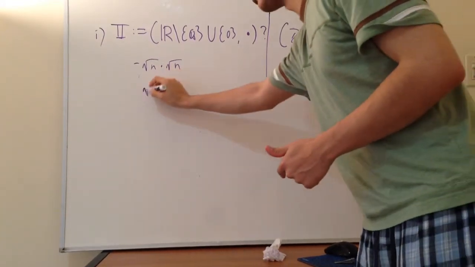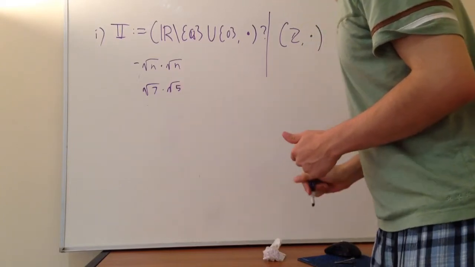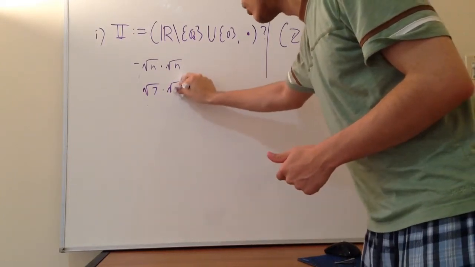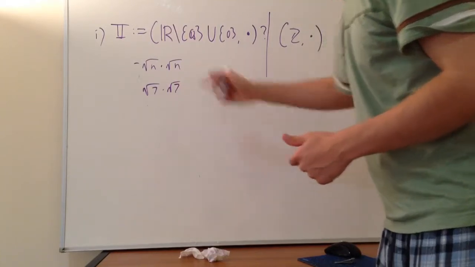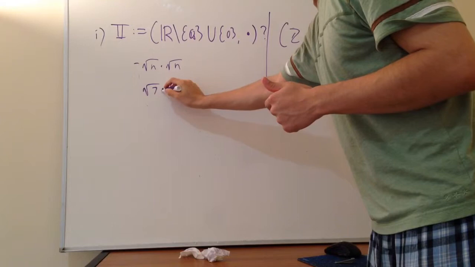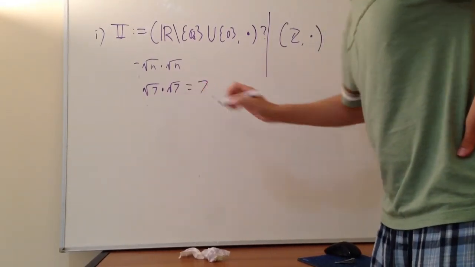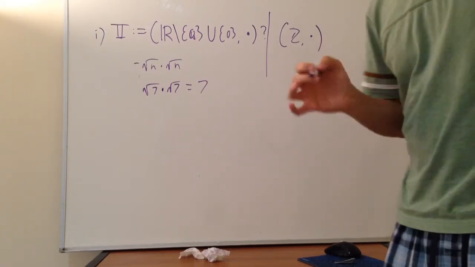So what happens when n is not a perfect square? If we have something like square root of 7 times square root of 5, actually, no, what am I doing? Square root of 7 times square root of 7 has to be the same integer. So what goes on when we have this? Well, of course, we know that this is simply equal to 7. Now, what went wrong there? Why is this not a group?